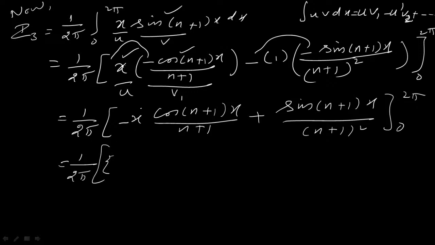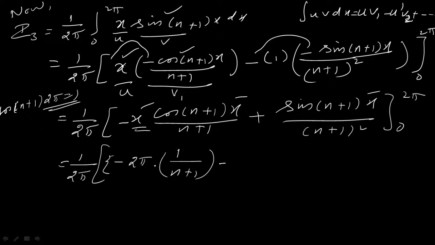So let me mark the portions of x, at these three portions you have x. So first if you replace x by 2 pi, so minus 2 pi of cos n plus 1 2 pi. You know the value of cos n plus 1 2 pi, that is equal to plus 1. Am I right? So that is equal to 1 divided by n plus 1 plus sine n plus 1 2 pi. You know the value of sine n plus 1 2 pi, that is 0.